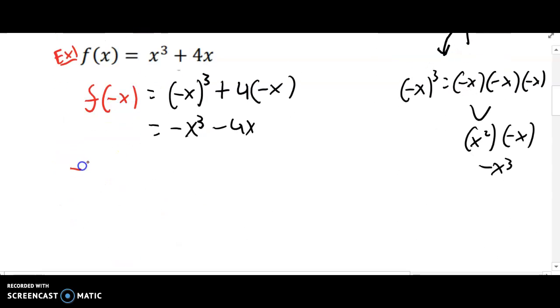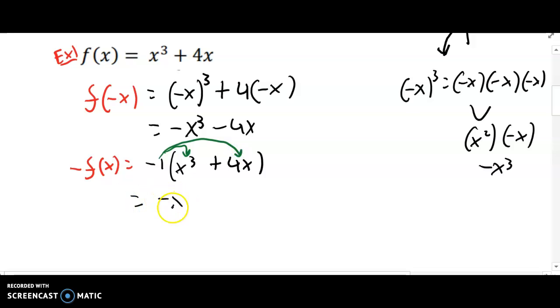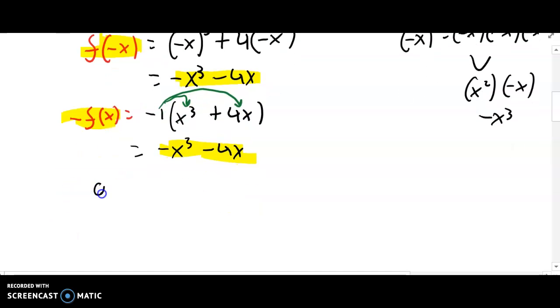Let's test if it's odd. If it's negative f of x, we'll put a -1 out front. And we'll distribute it. Aha, these two are the same. f of negative x is negative f of x. Therefore, our function is odd. And our explanation will be odd because f of negative x is the same as negative f of x.